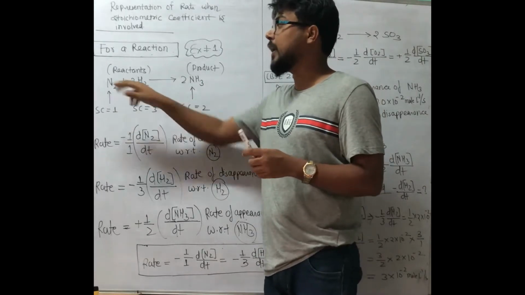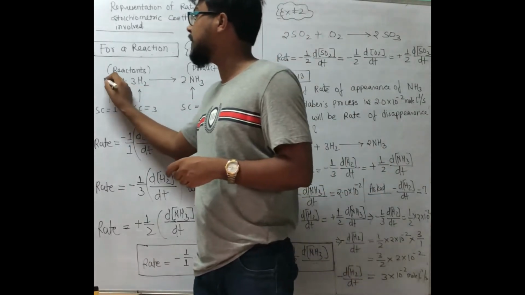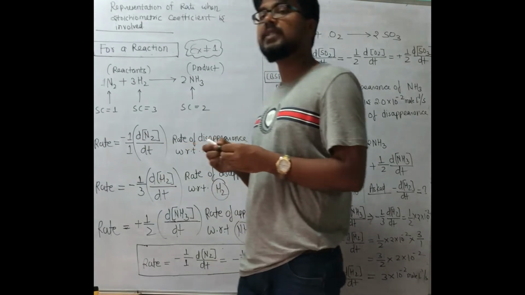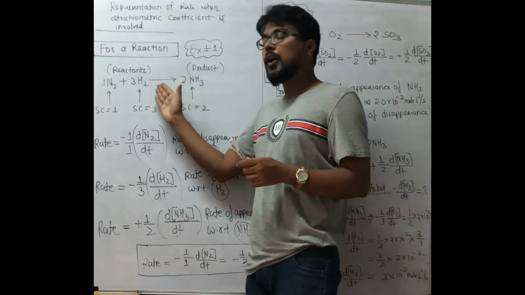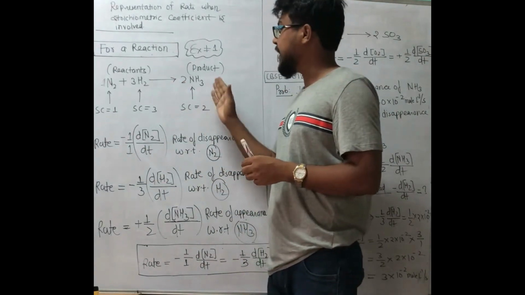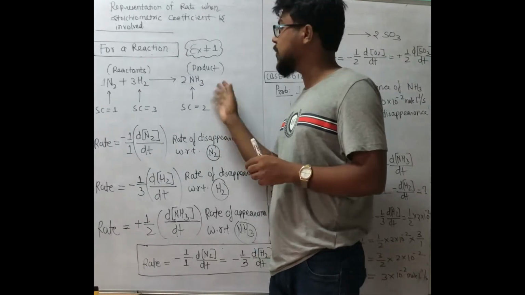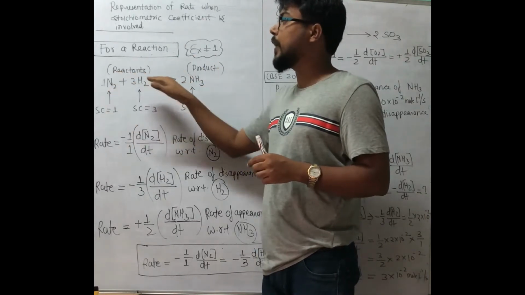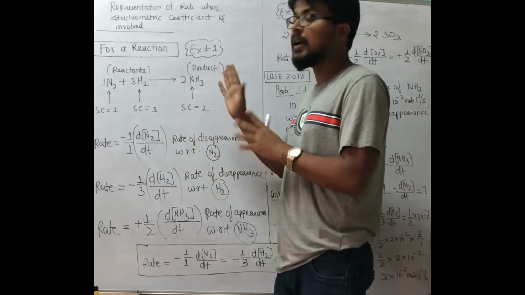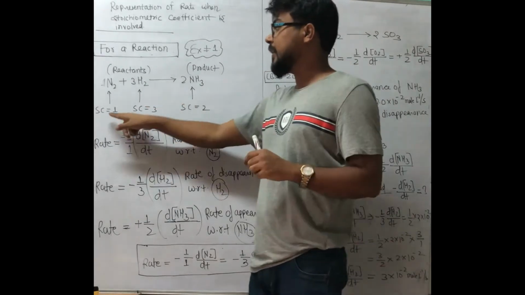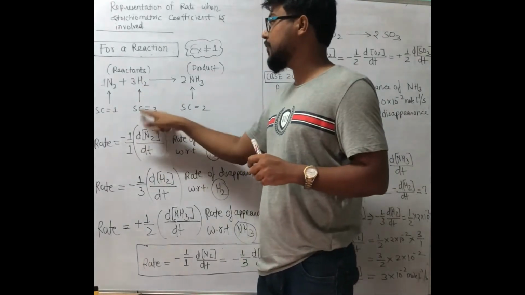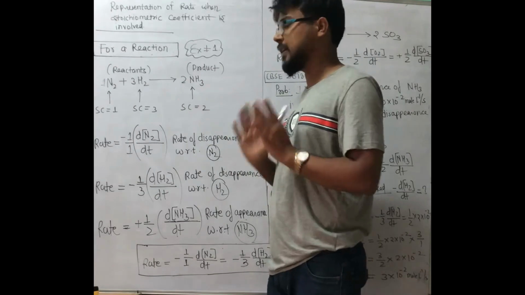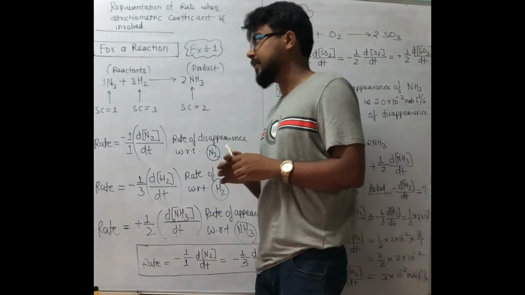What is N2? What is the coefficient in front of N2? It is 1. SC of N2 is 1. SC of H2 is 3. And SC of NH3 is 2. What is the reactant? N2 and H2. And what is the product? Ammonia. Ammonia is the product. Here SC equals 1, SC equals 3 and SC equals 2. Write this separately in your notebook.